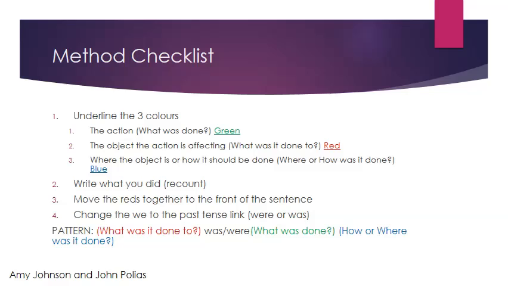Make sure you move the reds together to the front of the sentence. Change the we to the past tense link word, were or was, and then you should have a pattern. Your pattern should be red, what was it done to? Was, were, what was it done to? What was done, and then how or where was it done? The conditions.